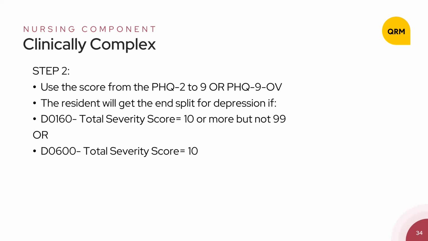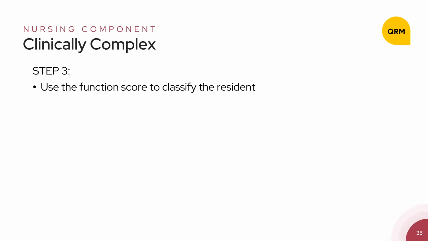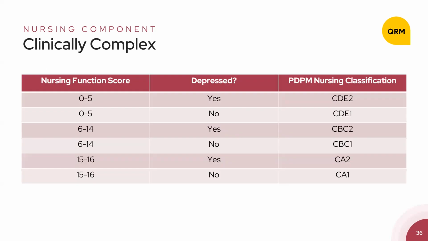After we figure out they go into this group, the GG score doesn't matter right away because you can have 0 to 16. So the next thing that we're going to look at is our PHQ 2 through 9 or our PHQ 9 OV. Again, a score of 10 or above will give us that depression split. And now we're going to use the function score to determine where they are, what their classification is.